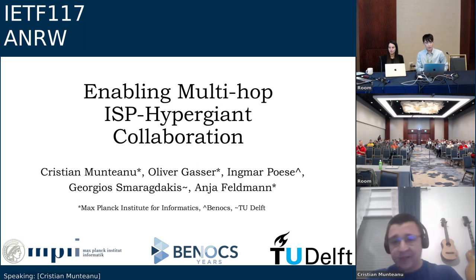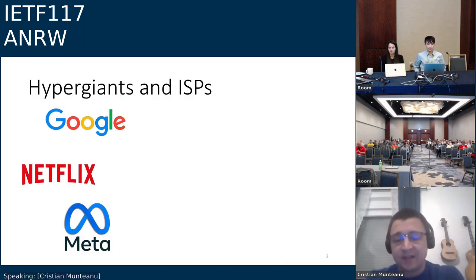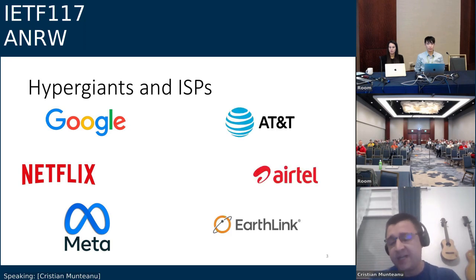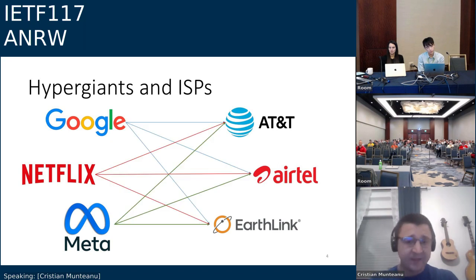So let's start. Looking at the internet nowadays, we see that more than 80% of all the traffic is coming from hypergiants, namely Google, Netflix, Meta, and many others. Now, who are they sending this traffic to? Usually those are the ISPs, like we see here, AT&T, Airtel, Earthlink. In order to do so, the hypergiants tend to interconnect as much as possible. So they tend to connect to as many networks as they see fit.